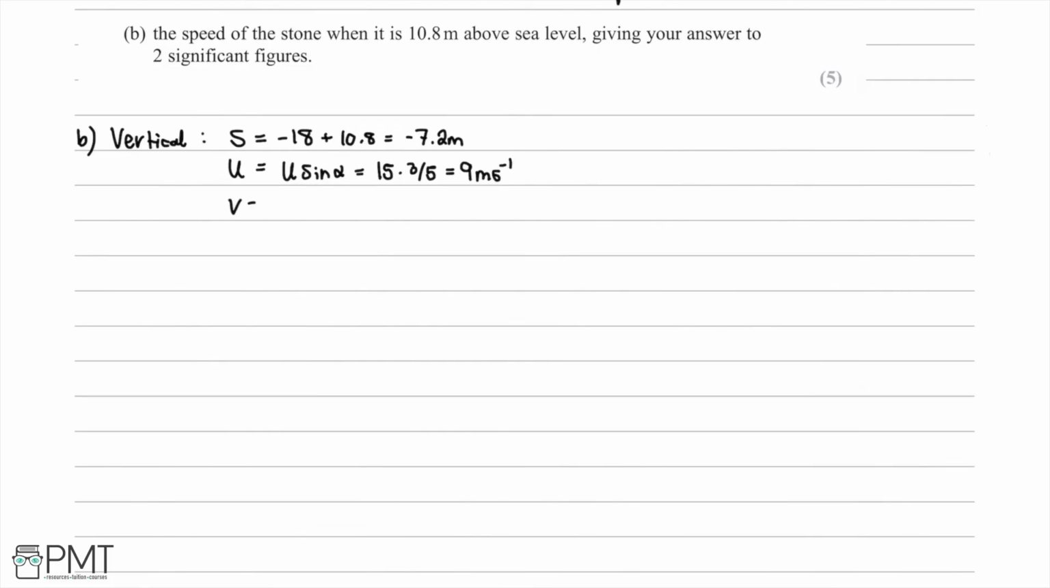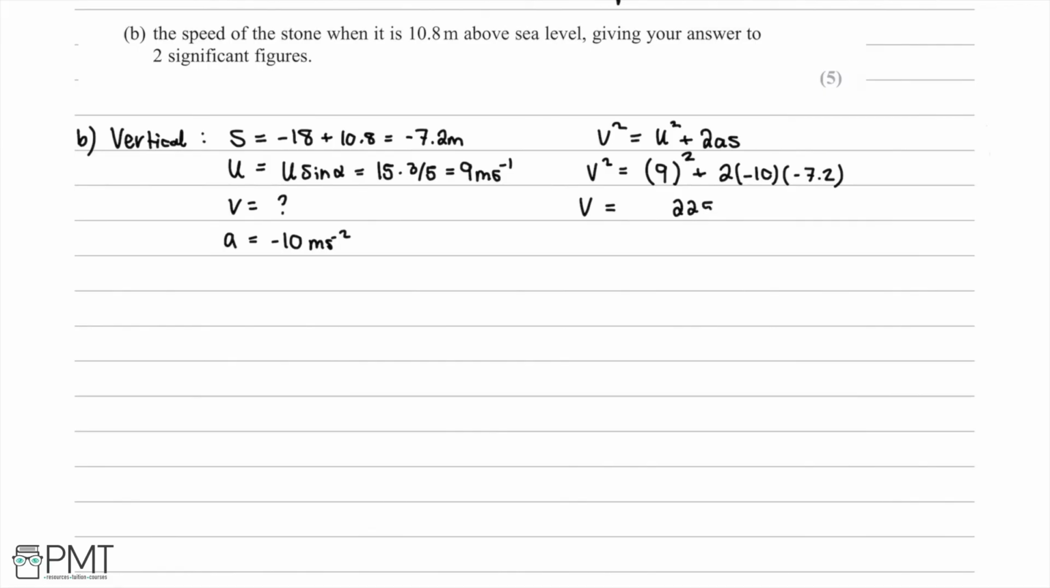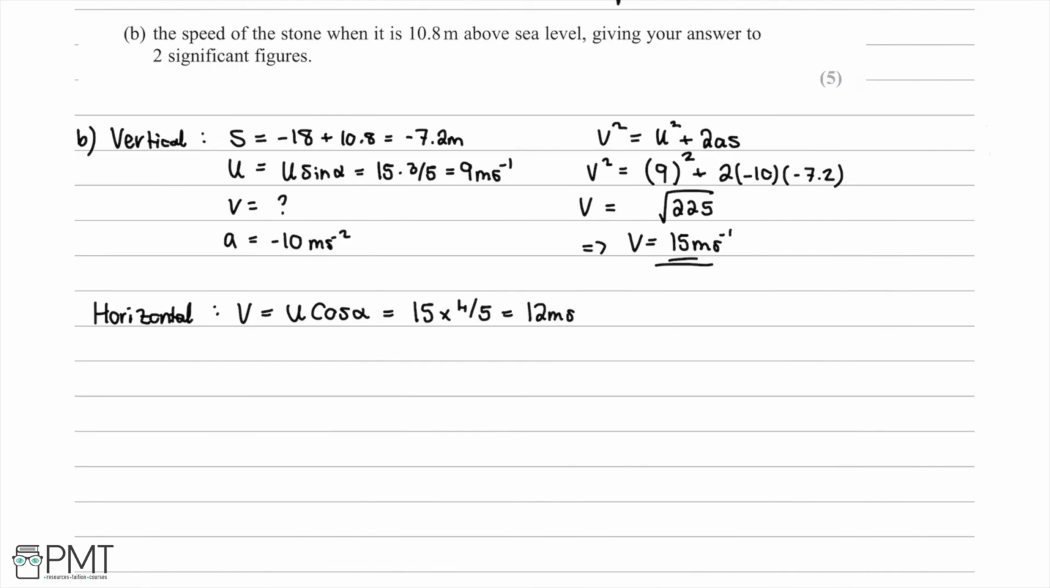Then we don't know the velocity, that's what we're trying to find out, and we know that the acceleration is negative 10 meters per second squared. So the equation we're going to use to work out the velocity is v squared equals u squared plus 2as. Substituting values in, we have 9 squared plus 2 lots of negative 10 multiplied by negative 7.2. Putting this into our calculator, v is going to be the square root of 225, so v is equal to 15 meters per second. For the horizontal component, we can just use the equation v equals u cos alpha, which is 15 multiplied by 4 over 5, which is equal to 12 meters per second.